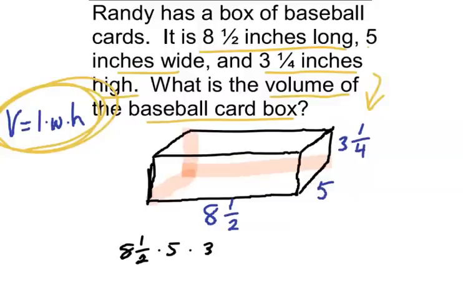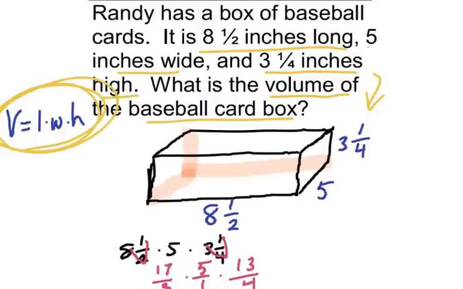by 3¼. All right. So once again, we're going to have to change these into improper fractions. So to do that, we do 8 times 2, which is 16, plus 1 more is 17. So that becomes 17 over 2. 5 just becomes 5 over 1. And then 3¼: 3 times 4 is 12, plus 1 more is 13. So we have 13 over 4.